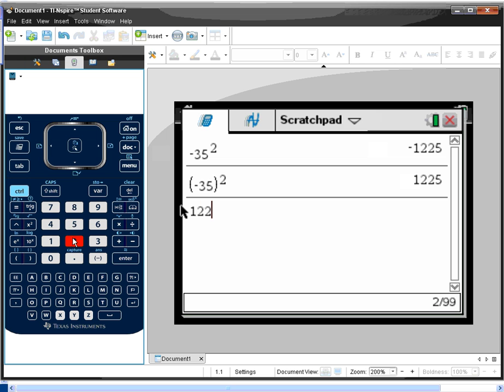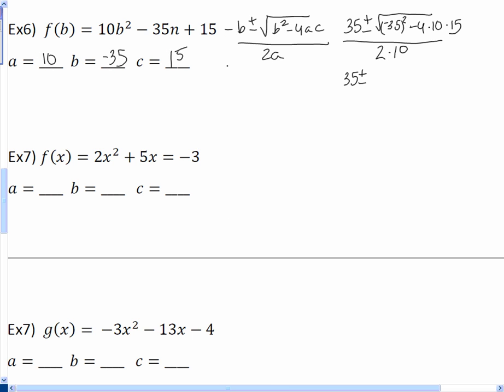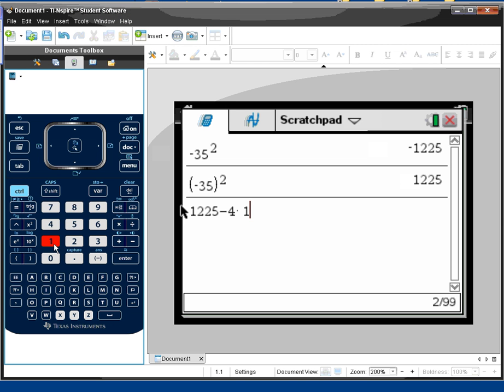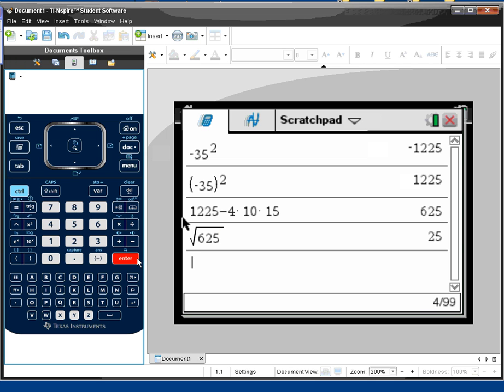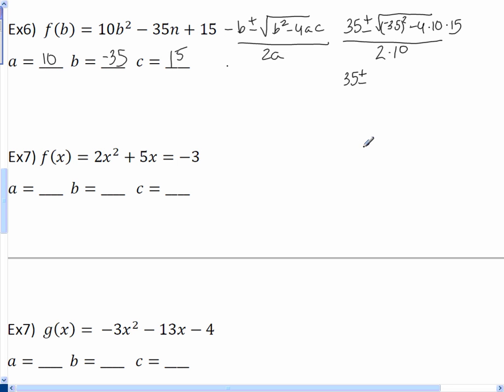So 1225 minus 4 times 10 times 15. 4 times 10 times 15 gives me 625, and then I need to take the square root of that, and I get 25. So that whole thing becomes 25. All right, so I get 35 plus or minus 25 over 10.